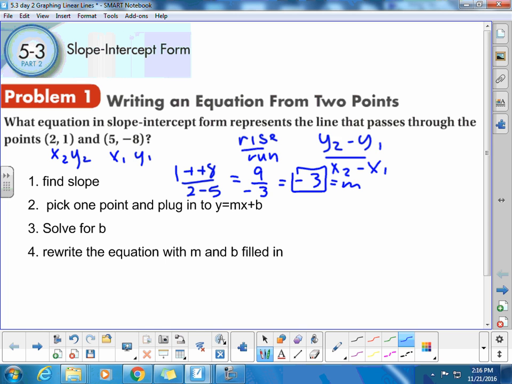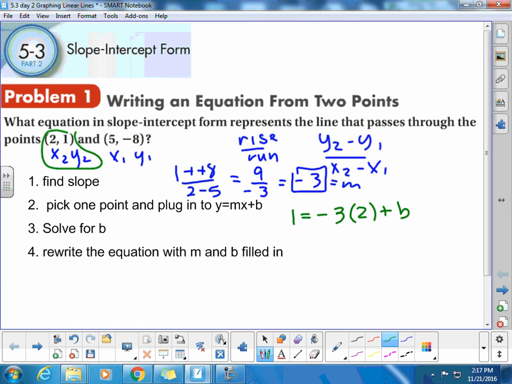Next, pick one point. It doesn't matter which one of our 2 points I pick. I'm going to pick one of them and plug it into y equals mx plus b. So I'm going to pick this x2, y2, excuse me, and plug it in. So I have y, which is 1, equals our slope, which is negative 3, times x, which is 2, plus b, and I'm going to solve and get b by itself.